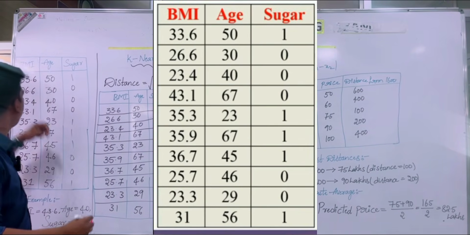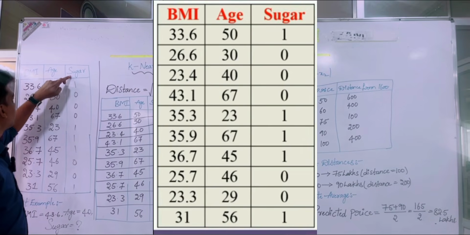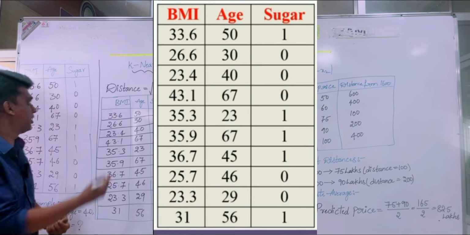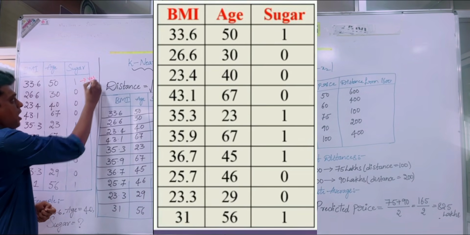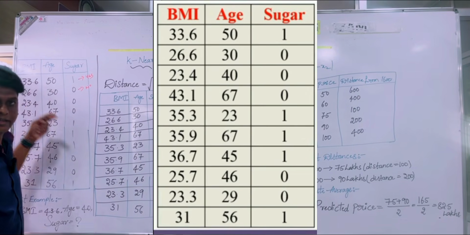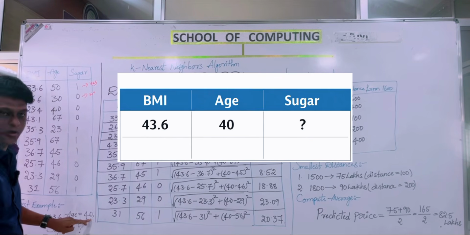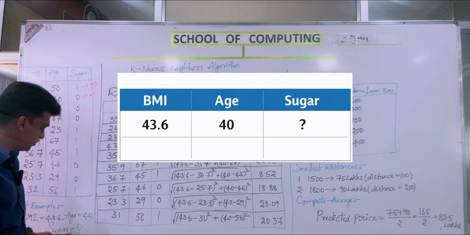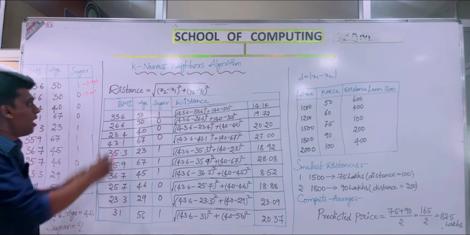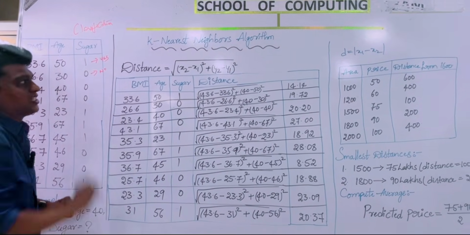Here in this problem, first this is the given training data: BMI, age and sugar. Based on the BMI and the age we are defining whether that particular person has sugar or not. 1 denotes yes and 0 denotes no. These are the training data, and the testing data is BMI 43.6 and age 40. Now we want to find out whether this person has sugar or not. We have to define this with the help of the KNN algorithm, and this example is for classification type.